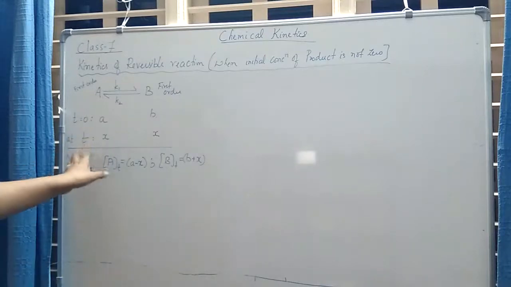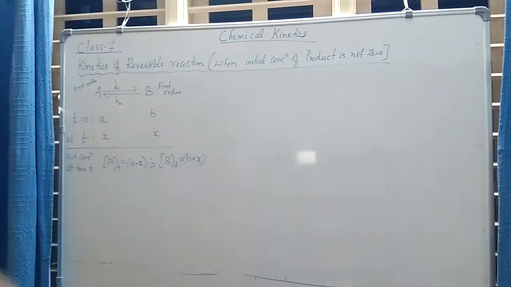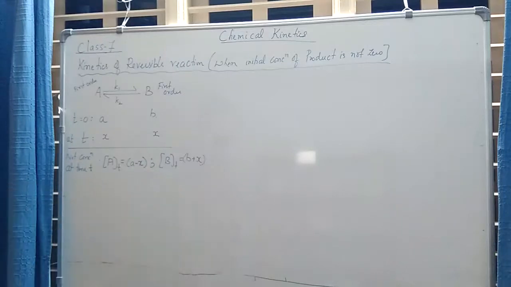So at a certain time t, I observe that out of A moles per dm cube, X moles per dm cube of the reactant has reacted and has been converted to form X moles per dm cube of product. So let us find out the net concentration of the reactant and the product at time t. The net concentration of the reactant at time t is A minus X, and the net concentration of the product B is B plus X. Already we had B amount. Now due to the reaction, X moles per dm cube has been further formed, so the total concentration of B is B plus X.